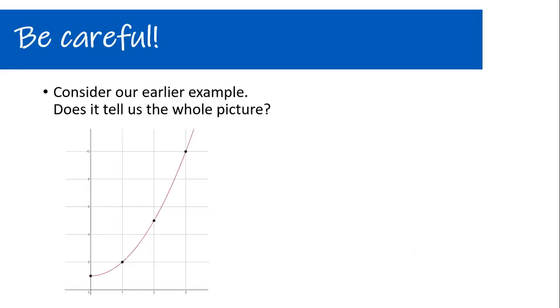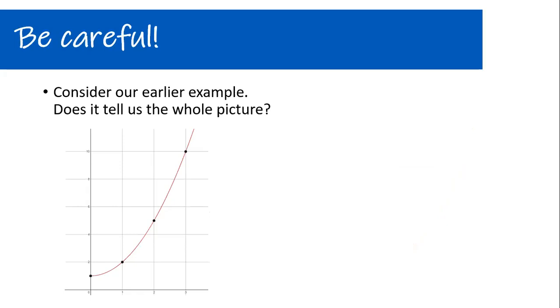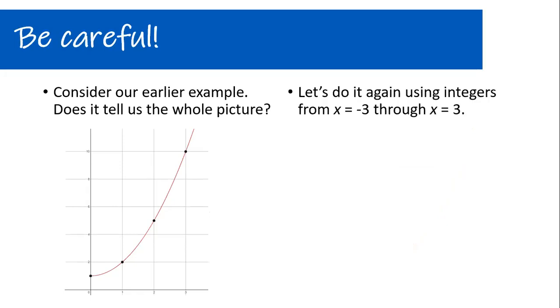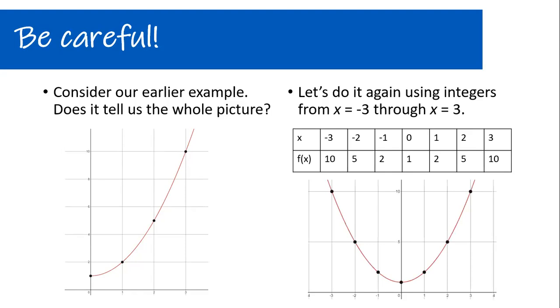Now be careful though. Consider our earlier example. Remember that our function was x squared plus 1, and we only looked at 0, 1, 2, and 3. Does that tell us the whole picture? We can't be sure. Let's try it again from -3 to 3 with the integers. Now we get this table. You can easily find that if you plug x into the same function, these are your outputs for f of x. We do the same graphing procedure and we get this graph.